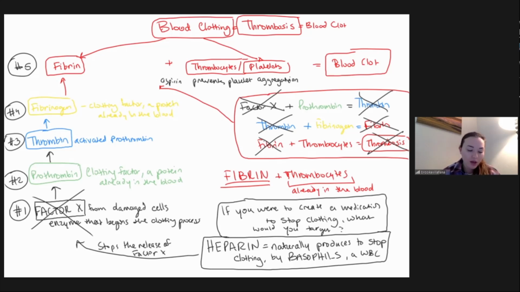Because if you're going to stop the clotting factors, you're really interested in factor X. Some of them do work on thrombin, but for the purposes of this class, we really want you to know about heparin, because factor X is the most important first step. And in the hospital, they give heparin quite a bit. We inject heparin into patients, and sometimes they'll do an IV drip of heparin as well.